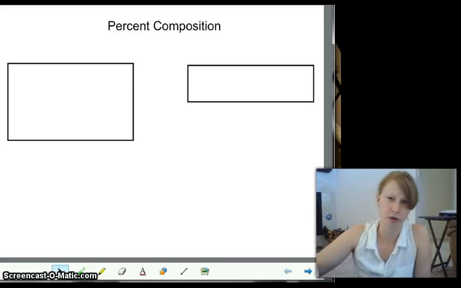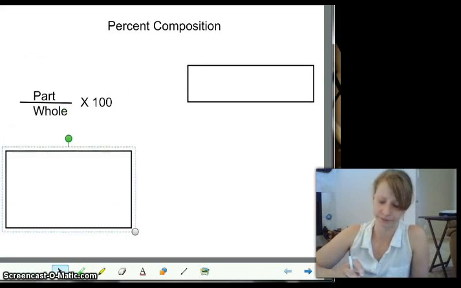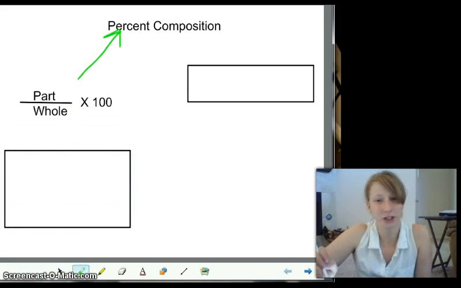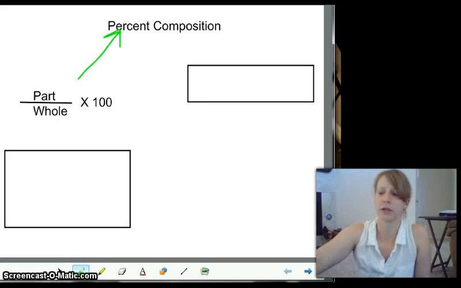Percent, of course, is a part over a whole times 100. Composition is what something is made up of. So in chemistry, we're talking about what the composition of a compound would be, what makes up the compound.